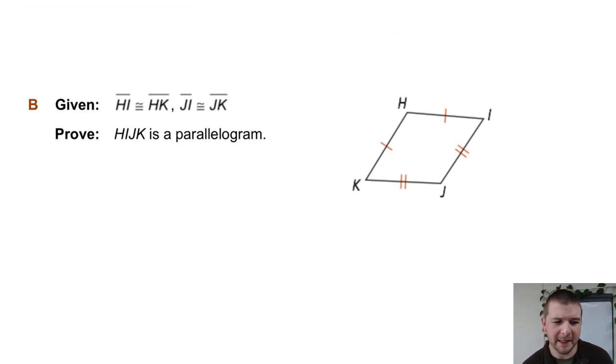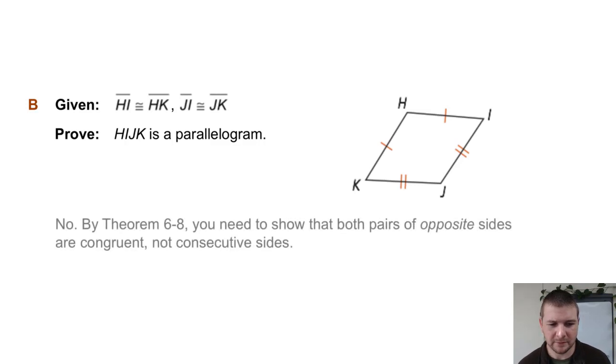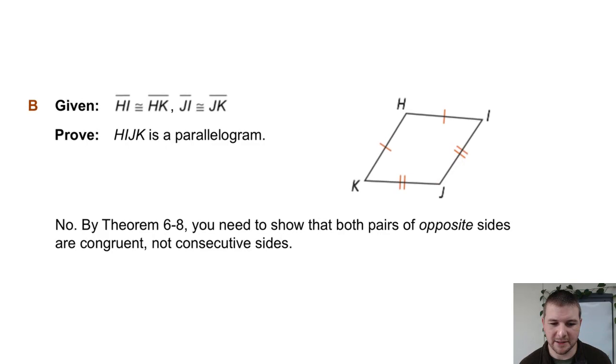How about B? Given segment HI is congruent to segment HK, that segment JI is congruent to segment JK, prove that quadrilateral HIJK is a parallelogram. Consider the diagram and the given information. No. By Theorem 6.8, you need to show that both pairs of opposite sides are congruent, not consecutive sides.